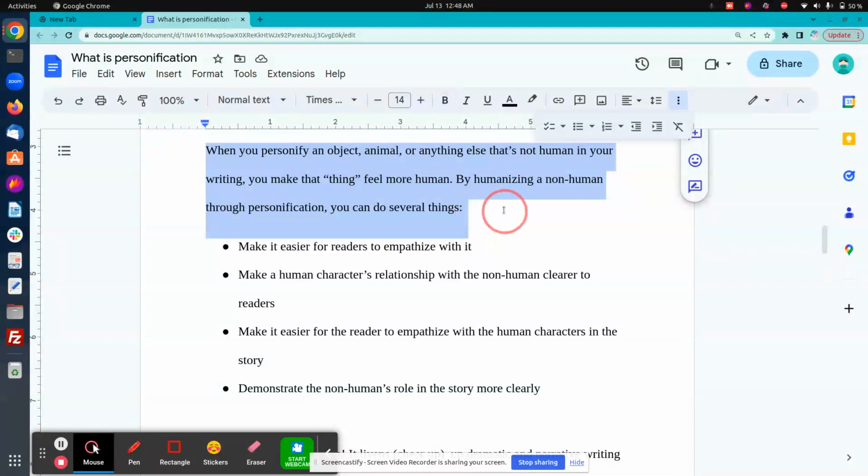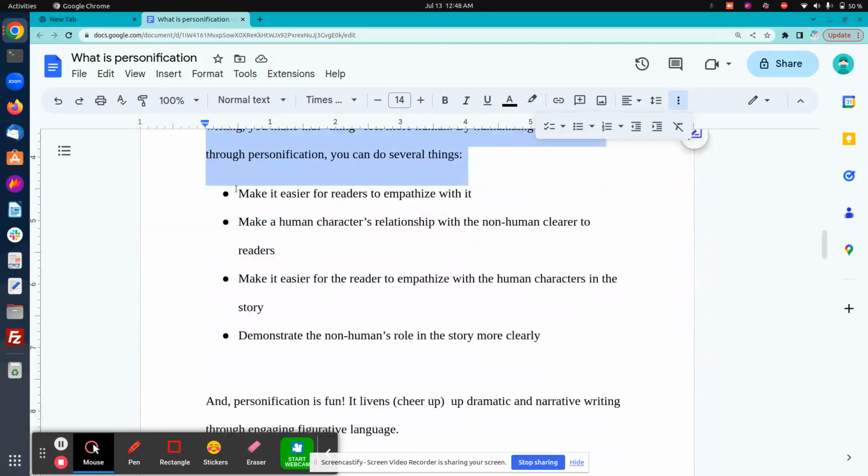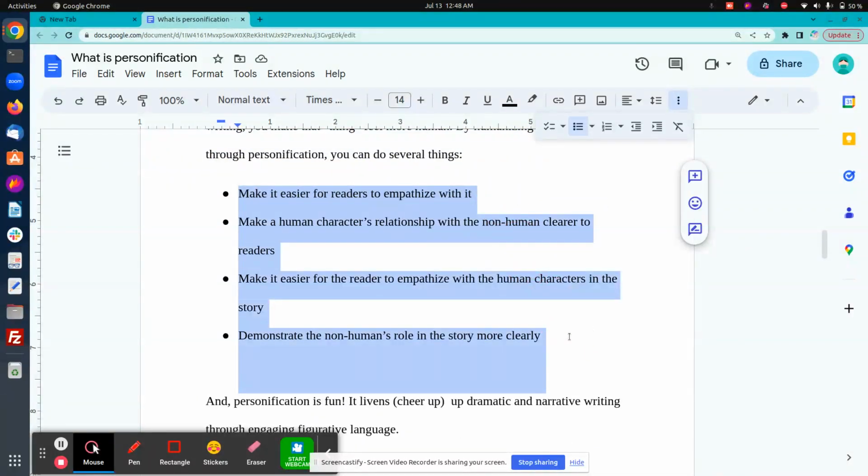When you personify an object, animal, or anything else that's not human in your writing, you make that thing more human. By humanizing a non-human through personification, you can do several things. So what is the purpose behind using it? Make it easier for readers to empathize with it. For example, if we talk about that example that I gave you first, that a desk is overworked. It is extremely overworked. Now it is tired. See, so what I'm doing is just empathizing with the desk.